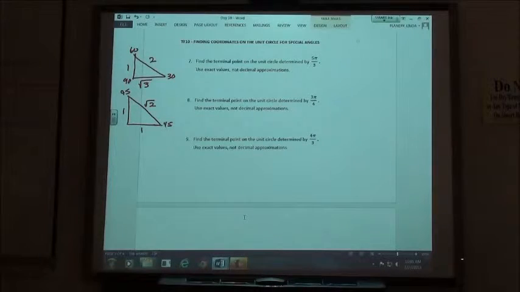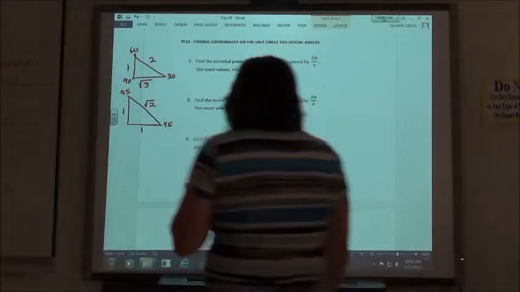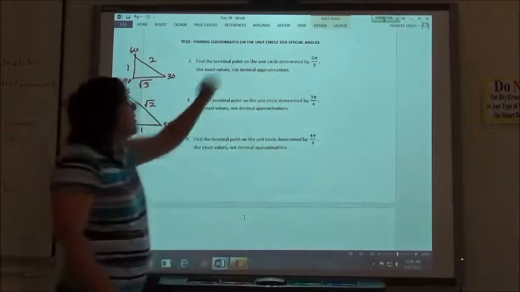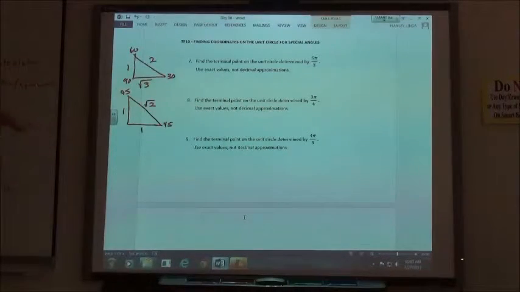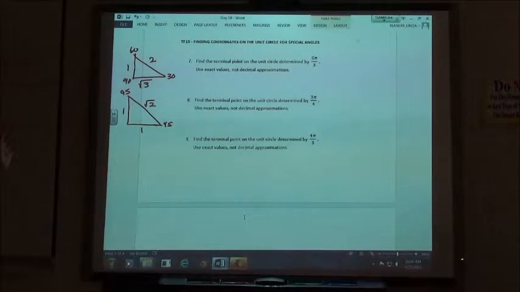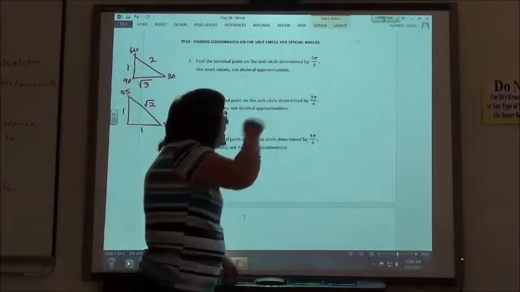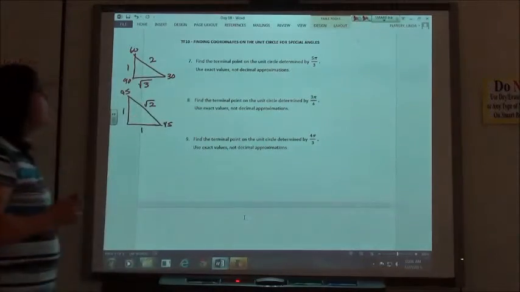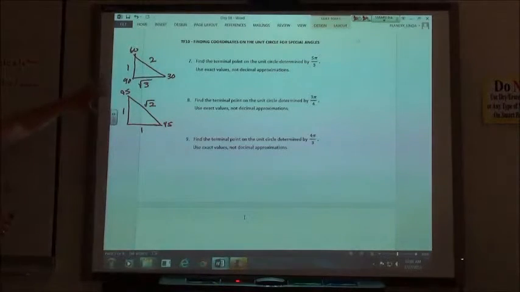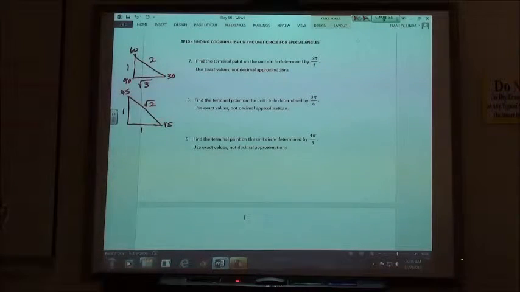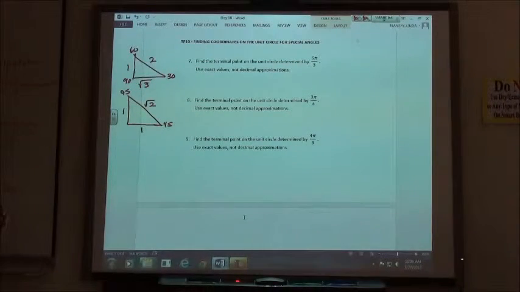All right, the next ones are our special angles that we have. When we were talking about the radian measures, we were either talking about 30, 60, 90-degree angles or 45, 45, 90-degree angles. So when we looked at our unit circle and we were plotting them in radians, one of these triangles is going to become our reference triangle on our circle.